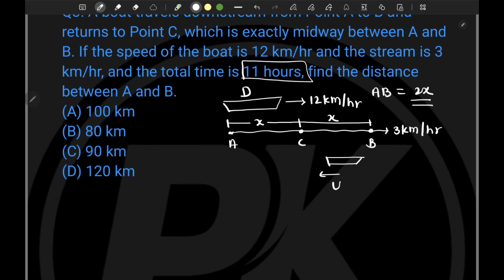So see, using this, can we frame an equation? So the total time is given, which is equal to 11 hours. Now which is this total time? The boat is traveling from A to B in the downstream direction, right? So the time required in downstream plus the time required to flow in upstream, let's say TU, is equal to 11 hours. That is what is given.